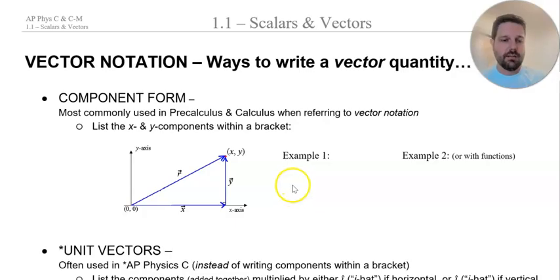But the component form, although you won't hear that label, it'll look familiar because you'll have seen that a lot in pre-calculus and calculus. What AP Physics is going to use more are these last two that we're going to go over, which would be unit vectors and the polar form. So let's take a look at what we're dealing with here.